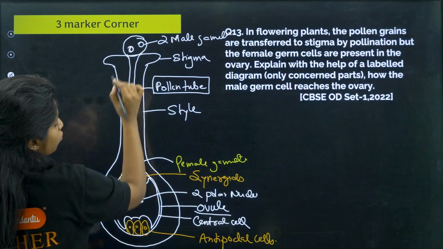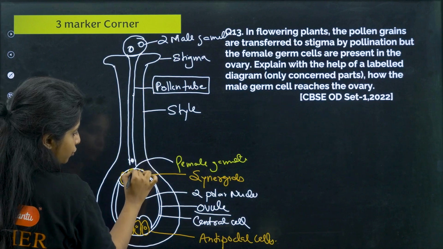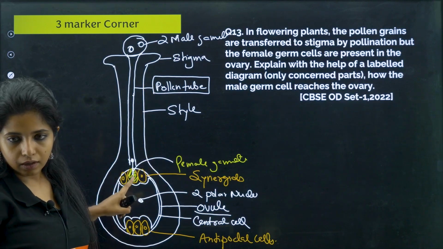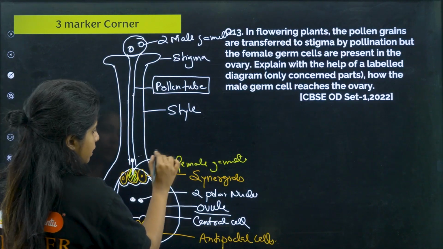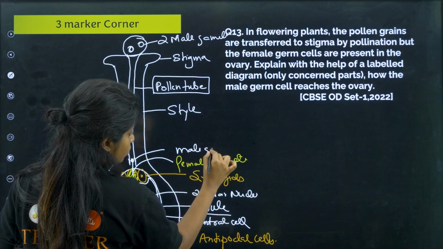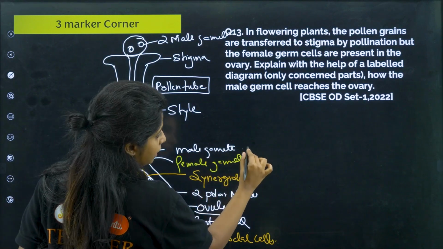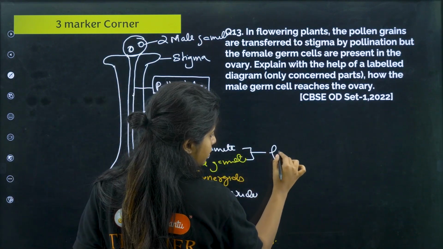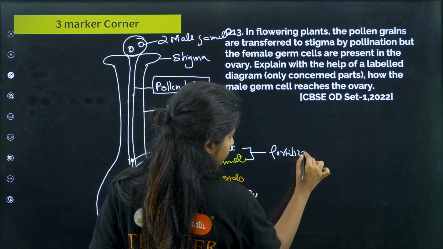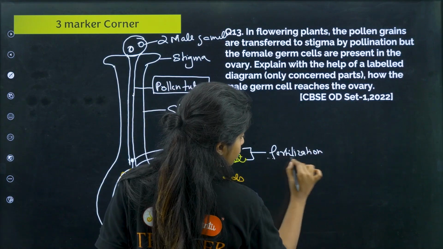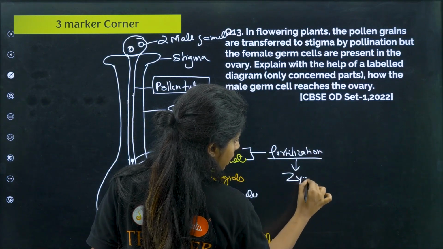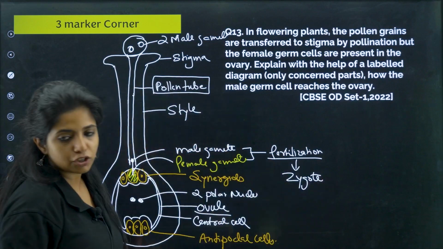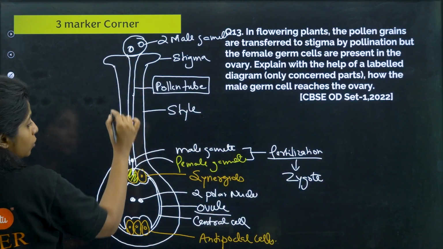One male gamete is going to fuse with the female gamete, and this is known as fertilization. The male and the female gamete fuse together to form something that is known as zygote, my dear children. There is one more male gamete.